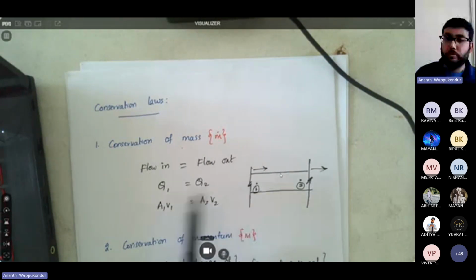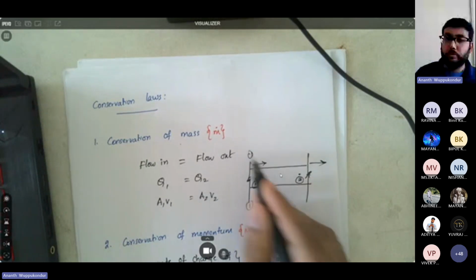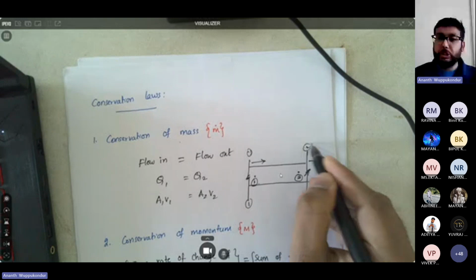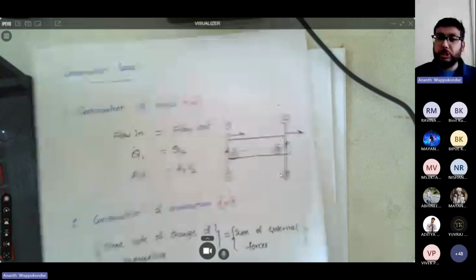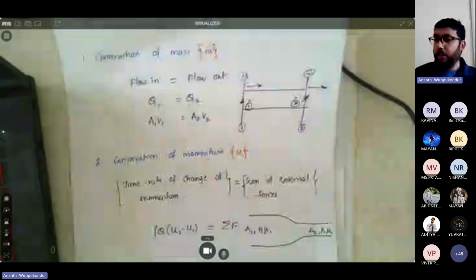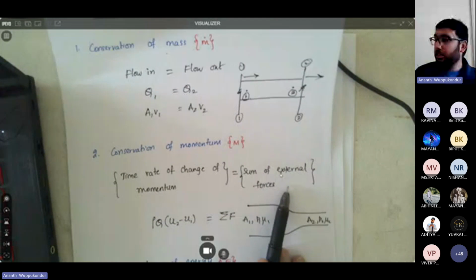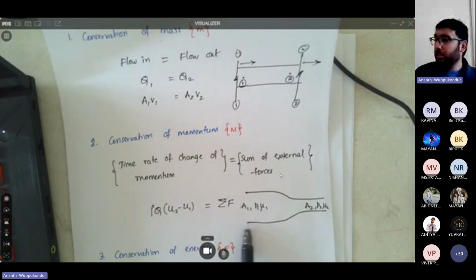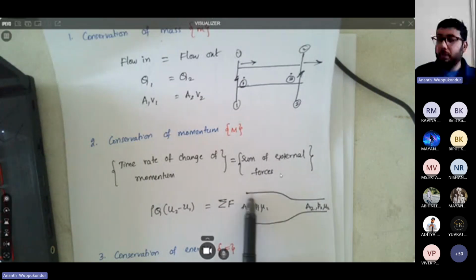And then you have conservation of momentum, which states that the time rate of change of momentum equals the sum of external forces. So if you have a channel or a pipe which is reducing in width as you go along, then you have the velocity changing between U1 and U2, A1 and A2, P1 and P2. So this is the rate of change of momentum, rho Q multiplied by the change in velocity. That would equal the total forces acting on this control volume if you consider a control volume.